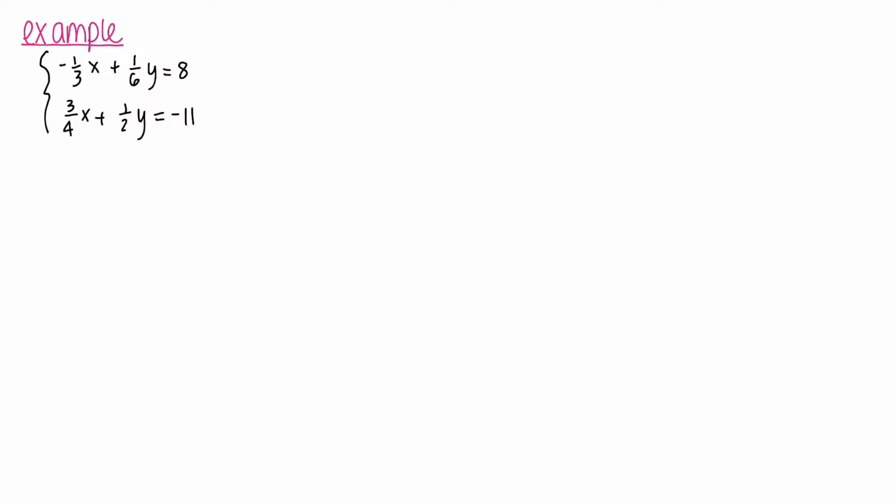So negative 1/3 x plus 1/6 y is equal to 8, and then 3/4 x plus 1/2 y is equal to negative 11. I want to multiply by some LCDs here. For the first equation, the LCD is going to be 6. The LCD is 6. So I will take and multiply by 6 on both sides.